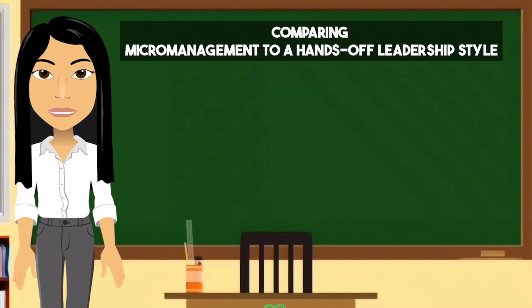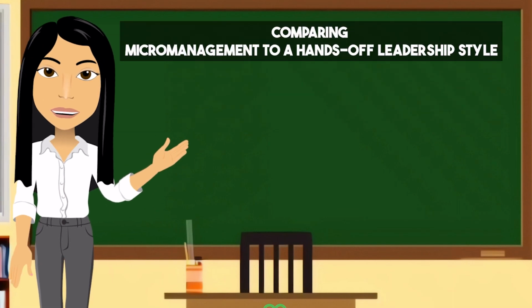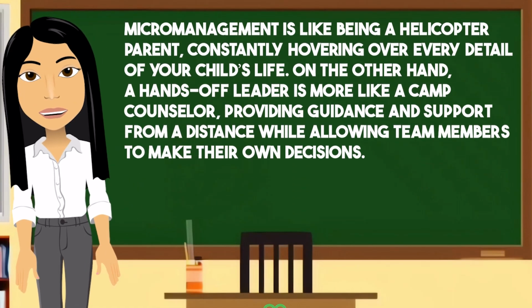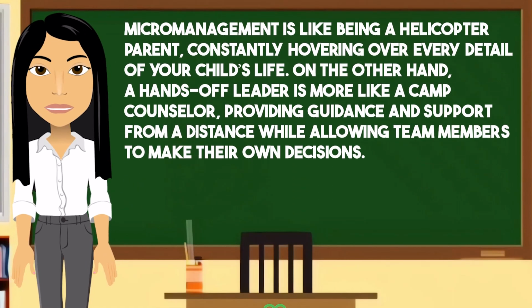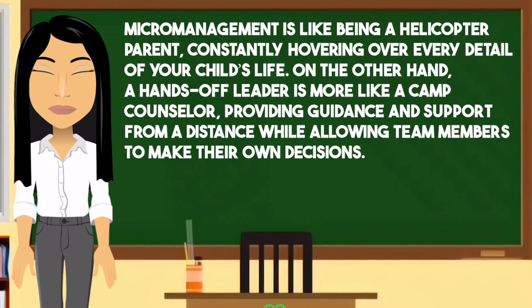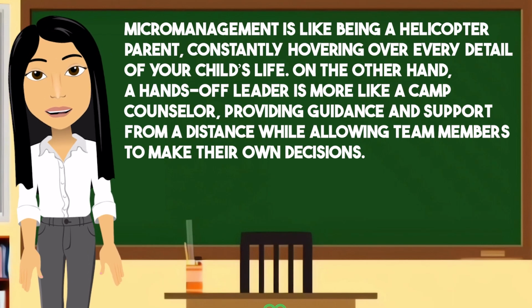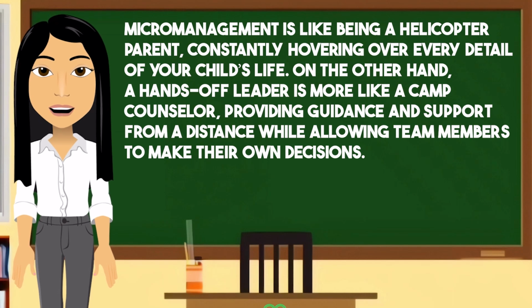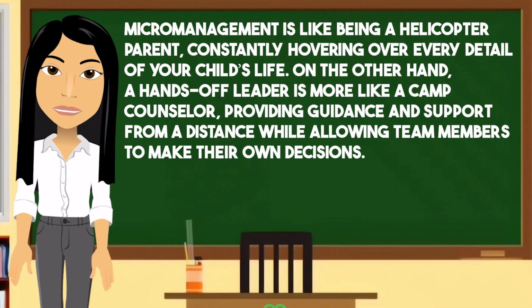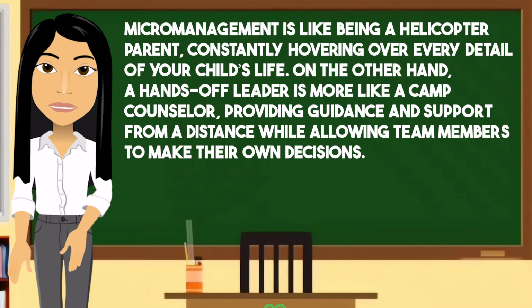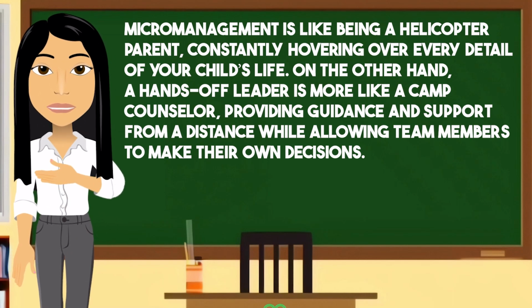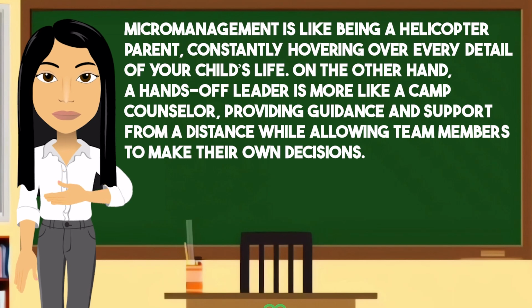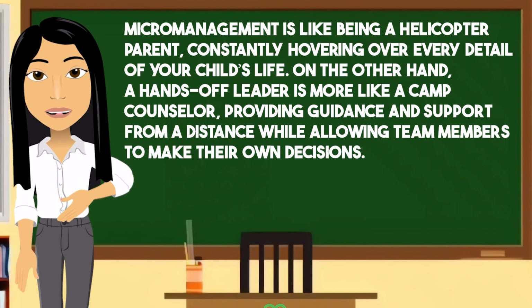For example, if you're comparing micromanagement to a hands-off leadership style, you might say, "Micromanagement is like being a helicopter parent, constantly hovering over every detail of your child's life." On the other hand, a hands-off leader is more like a camp counselor, providing guidance and support from a distance while allowing team members to make their own decisions. This analogy uses familiar concepts, parenting and camp counseling, to explain management styles, making the comparison clearer and more memorable.